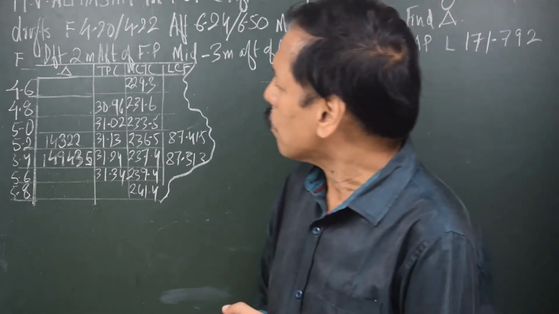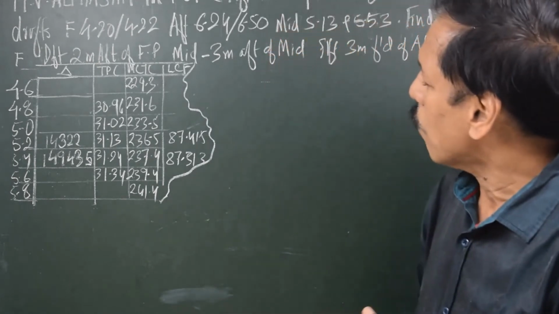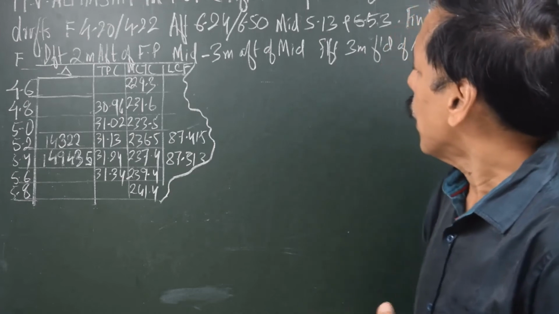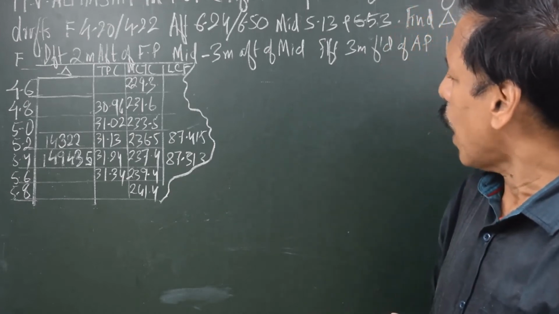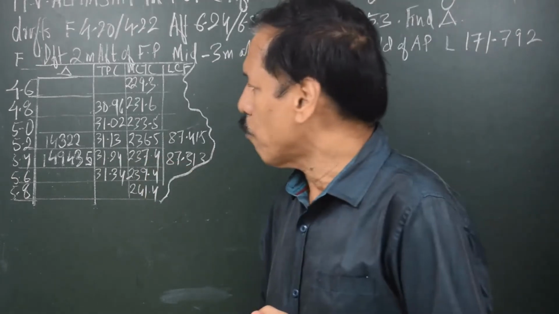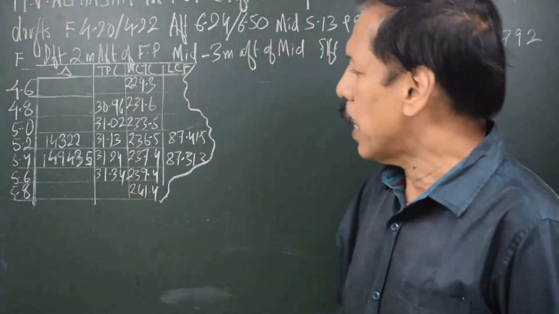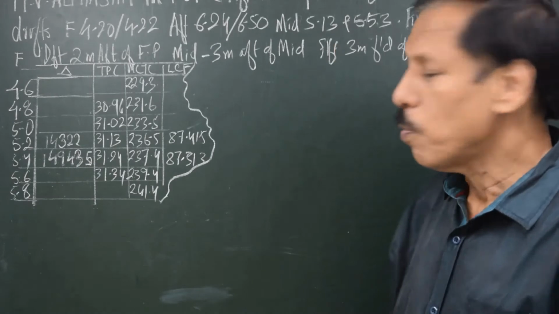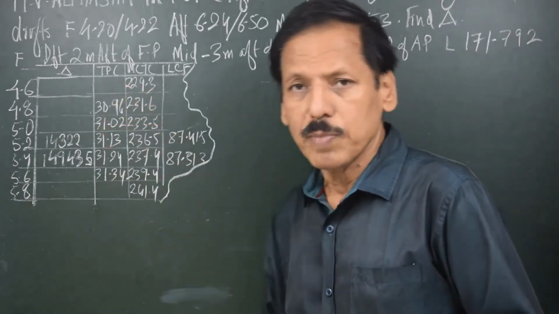The forward draft is 2 meters aft of the forward perpendicular. Midship draft is 3 meters aft of midships, and aft draft is 3 meters forward of the aft perpendicular. These are the data that will be required to do the numerical, and I've taken it from the hydrostatic table of MV Alpha ship.